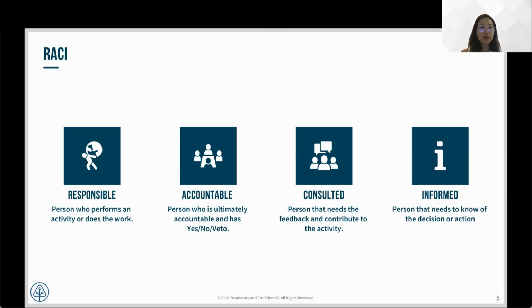In RACI model, R stands for responsible, which describes a person who performs an activity or does the work. A stands for accountable, which describes a person who is ultimately accountable for the work or project or process. C stands for consulted, which describes a person that needs the feedback and contribute to the activity. And finally, I stands for informed, which describes a person that needs to know of the decision or action.